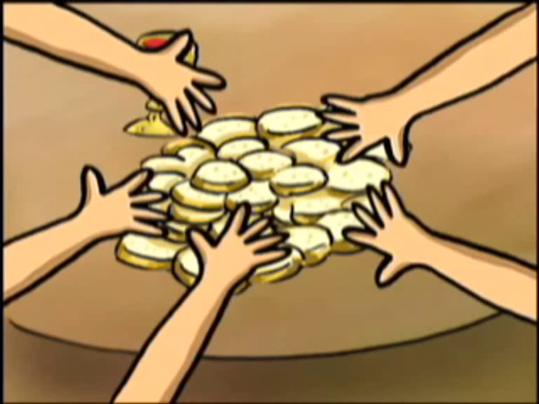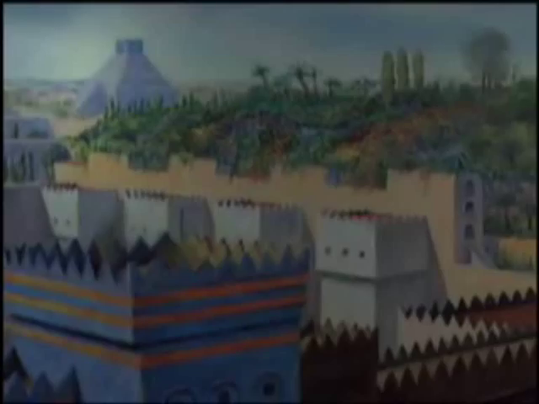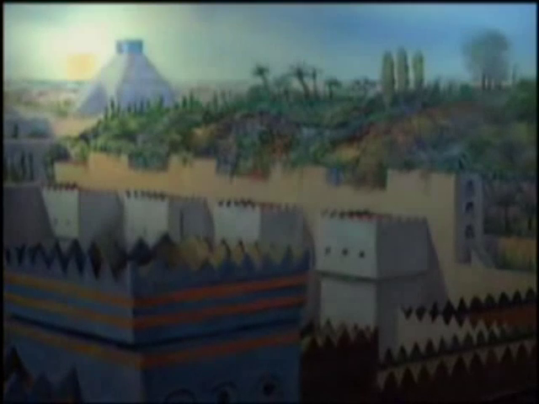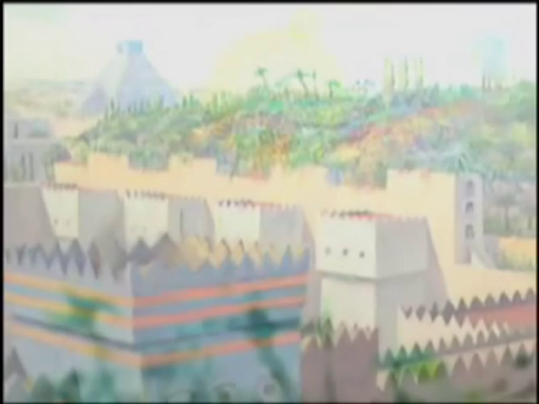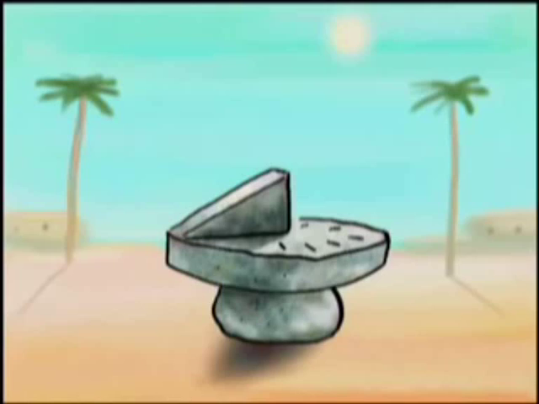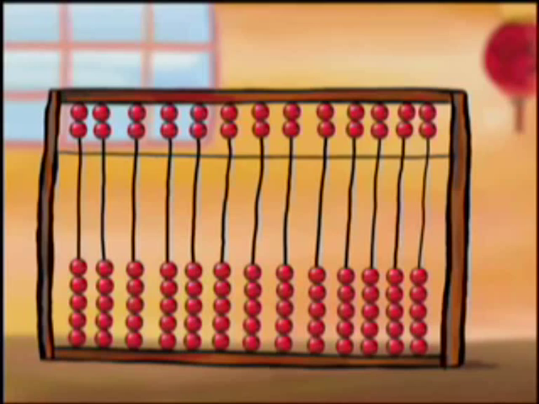Today, we would represent this sharing with the fraction 3/5, 3/5 of a loaf for each person, or 3 loaves divided by 5 people. The Sumerians and early Babylonians invented a number system of fractions based on 60 that we still use 4,000 years later. Our days have 60-minute hours and 60-second minutes, and our circles encompass 360 degrees.